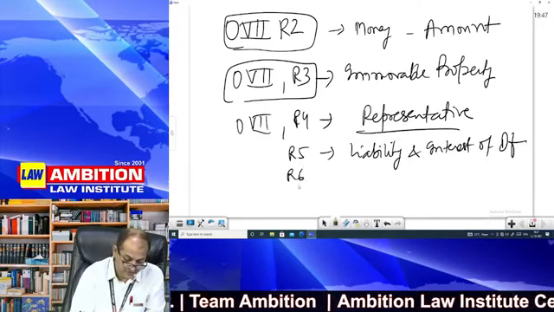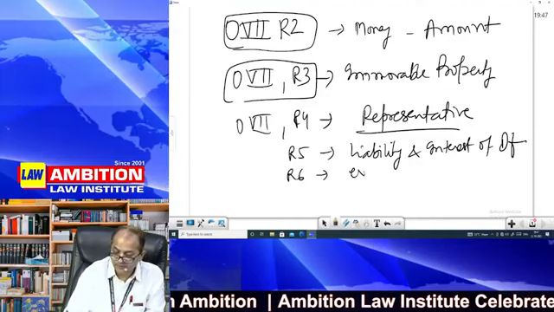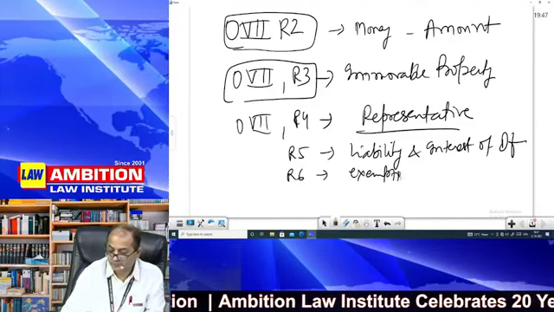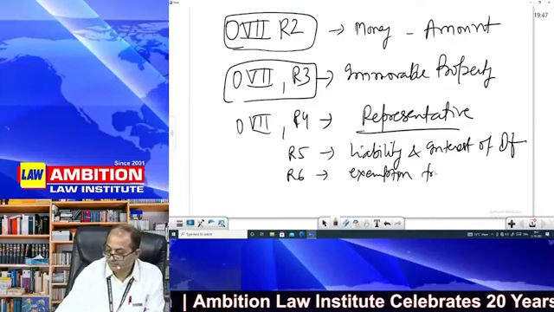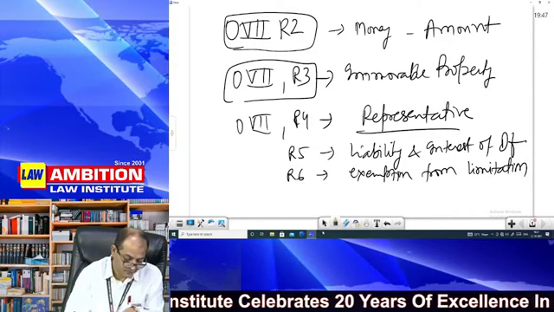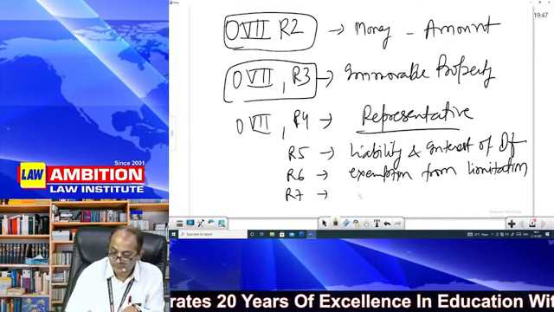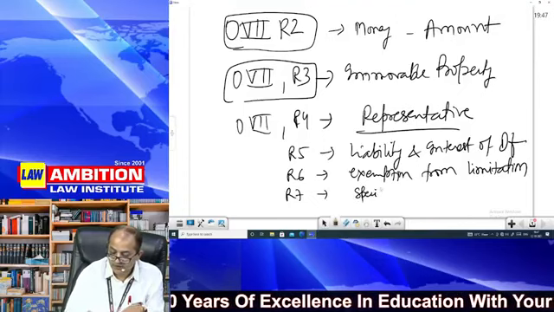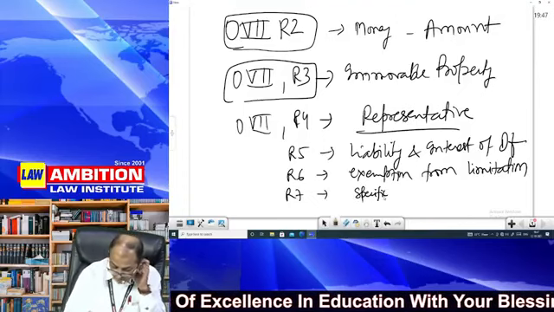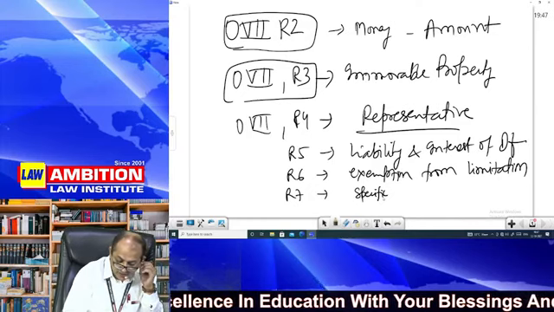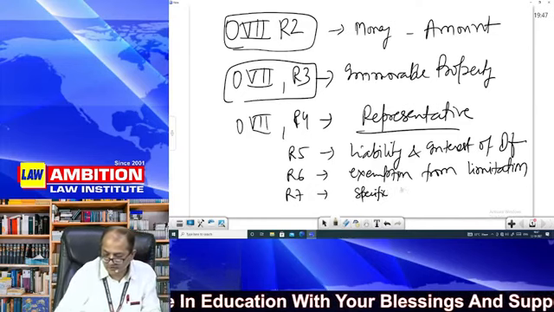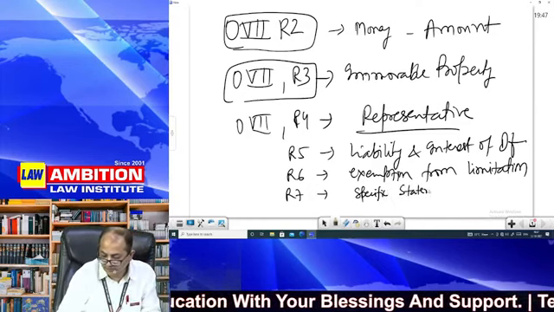Rule 6, exemption from limitation. Rule 7, is specific. Now it says relief to be specifically, specific statement of relief.